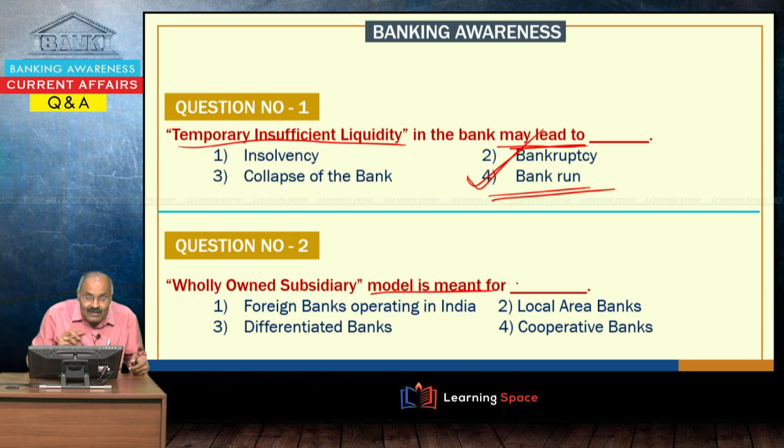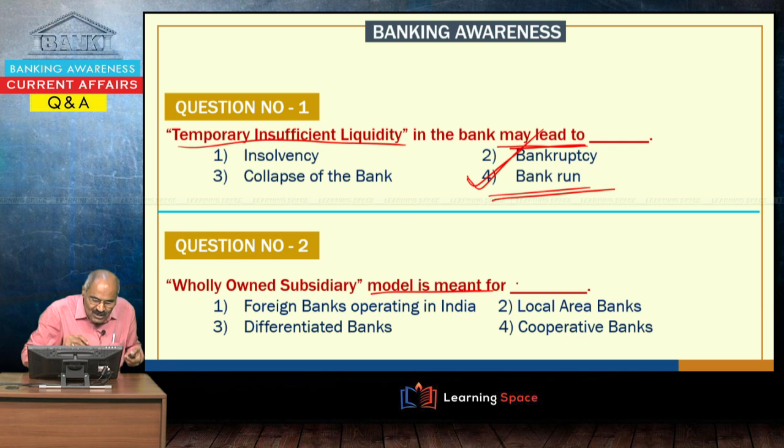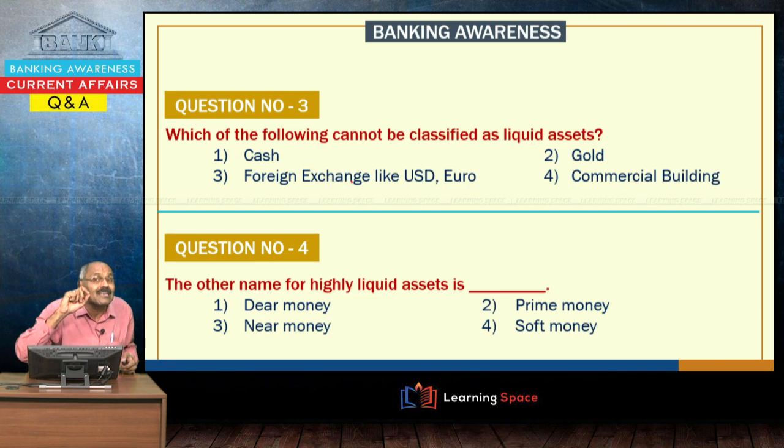Wholly owned subsidiary model is meant for, please do not forget this, foreign banks. When foreign banks want to establish their branch in our country, they have to follow the wholly owned subsidiary model. You may have a doubt, what is the purpose? The purpose is to ring fence, to protect the business in India from their businesses in foreign countries. If their bank collapses in foreign countries, that should not cause damage to the bank in our country. So the wholly owned subsidiary model is meant for foreign banks operating in India.